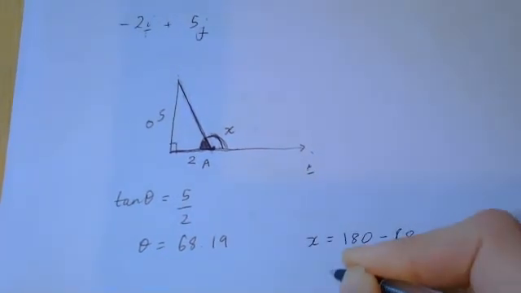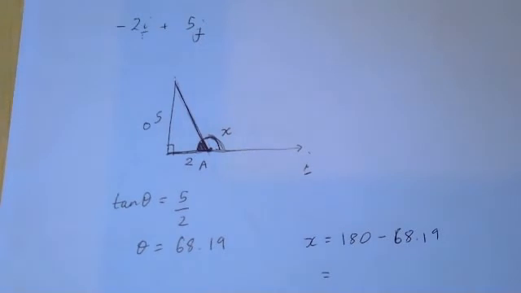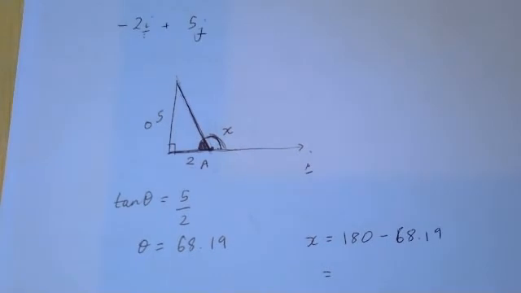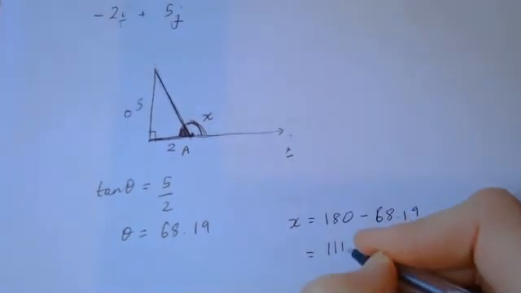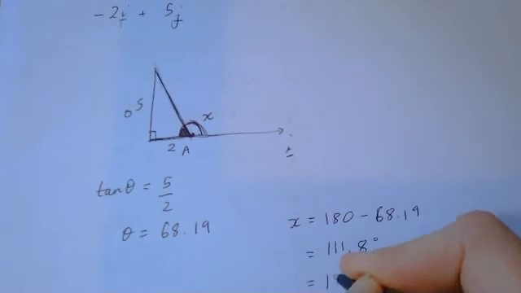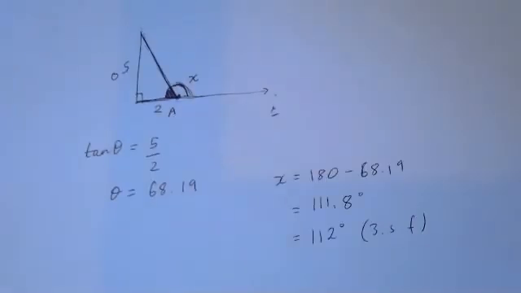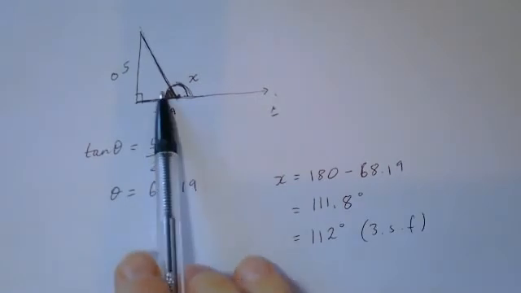So x is going to be 180 minus whatever I just got. Again, I'm going to use the answer button on the calculator, which gives me 111.8. And it doesn't tell us, we normally do 3 significant figures. So I'll give 112 to 3 significant figures. We tend to work with 3 significant figures if it doesn't tell us otherwise. So 3 significant figures, there we go.